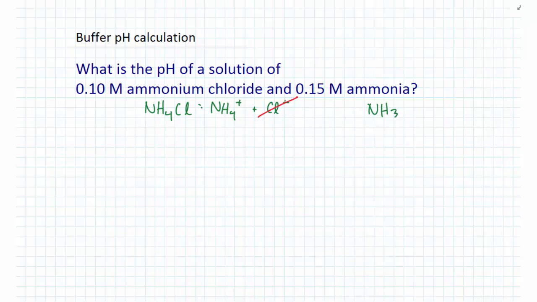why don't you guys give this a try? Use the Henderson-Hasselbalch equation. First, ask yourself, is this a buffer? Is this a buffer?